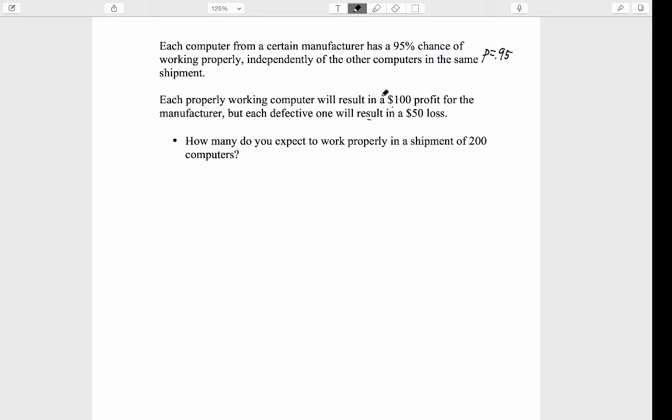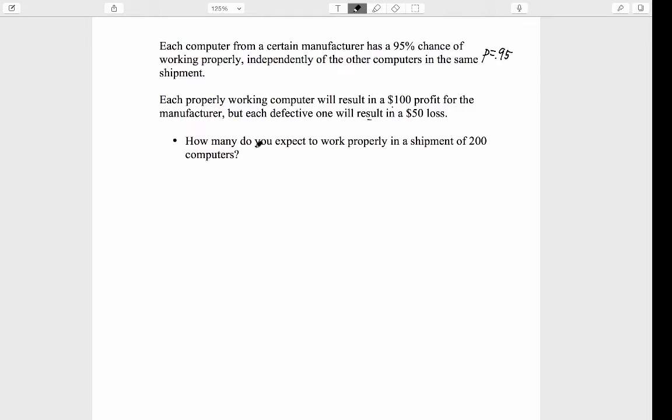We're also given this additional information that each properly working computer will result in a $100 profit for the manufacturer, but each defective one will result in a $50 loss. That is separate information from what the Bernoulli trial is in and of itself.